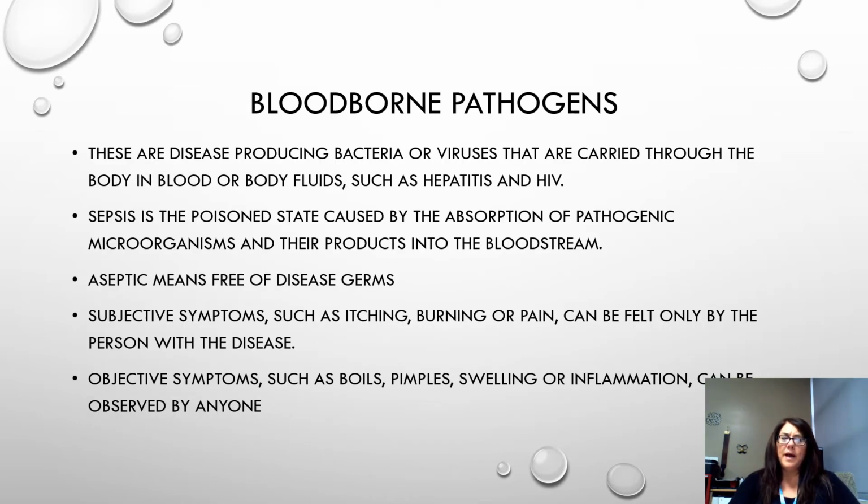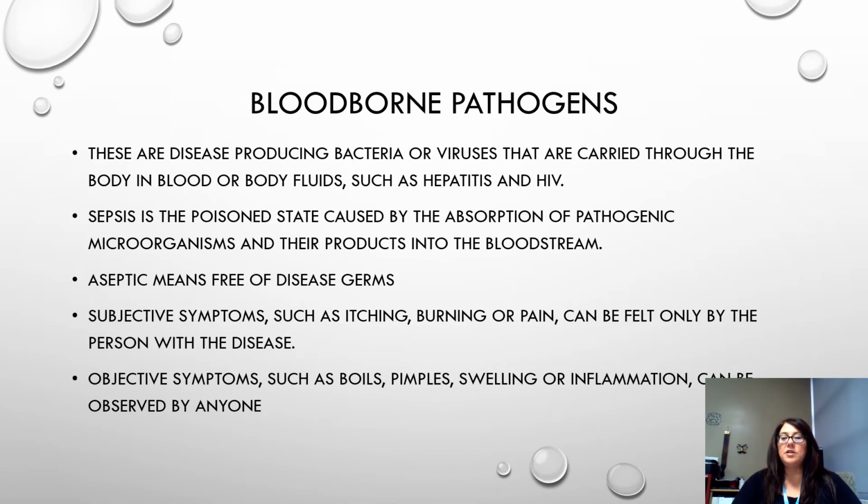What are bloodborne pathogens? These are disease-producing bacteria or viruses that are carried through the body in blood or body fluids, such as hepatitis and HIV. Sepsis is the poison state caused by the absorption of pathogenic microorganisms and their products into the bloodstream. Aseptic means free of disease germs.